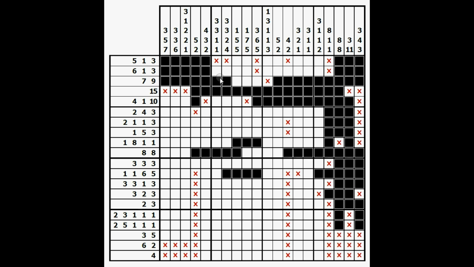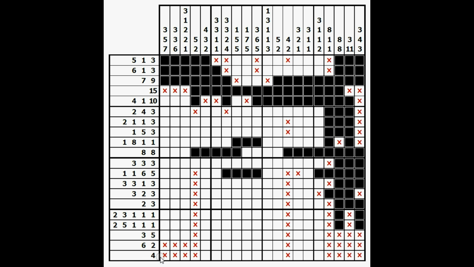3, we don't know enough. Okay, but here we know 7. We've got 5, 6, 7, X. Here we know 6. We've got 5, 6, X. And now I can count down my 3, 1, 2, 3, X. All right, here coming across the bottom we have 4, 1, 2, 3. There's only 3 blanks here, so those can't go there.